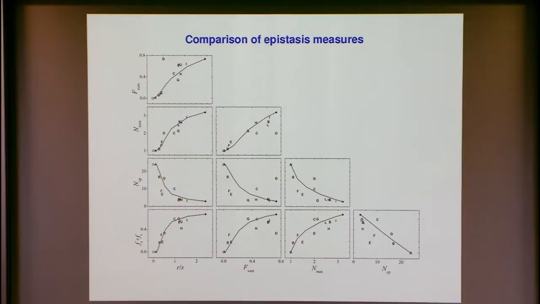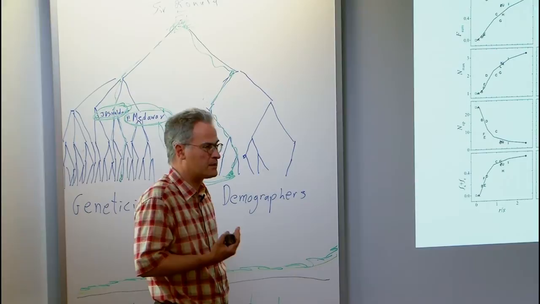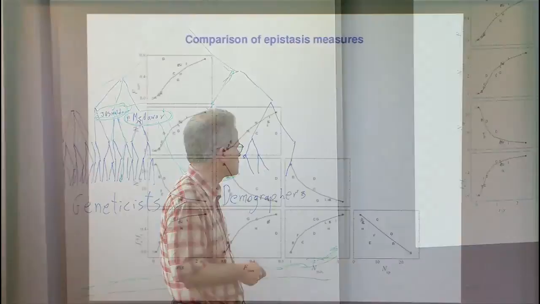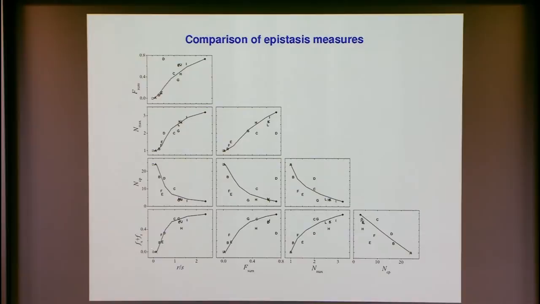And you also see a line. Now this line is calculated with a model. So the other thing that we wanted to know was whether it's possible to parameterize these data sets using some simple models. And this is actually a parameterization by the so-called Rough Mount Fuji model, which I will introduce in a moment. These points don't really fall on that line all the time, but you can see that the overall trends are fairly well represented by this model, which interpolates between a limit of a smooth landscape and a maximally rough landscape, which is the landscape where you pick all the fitness values at random.